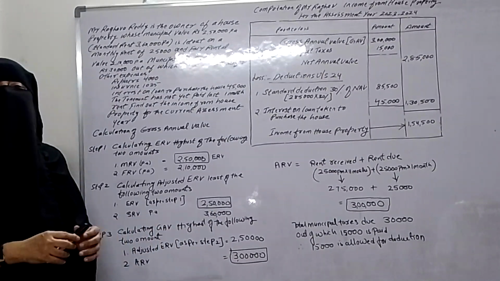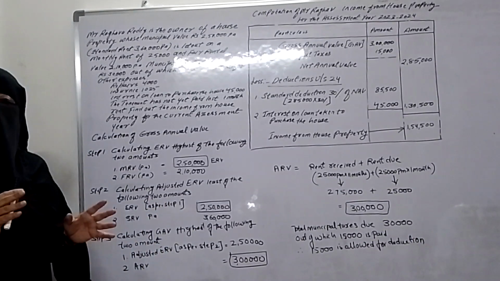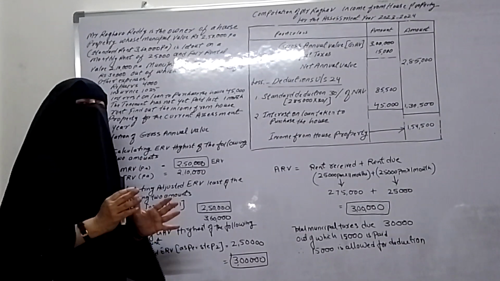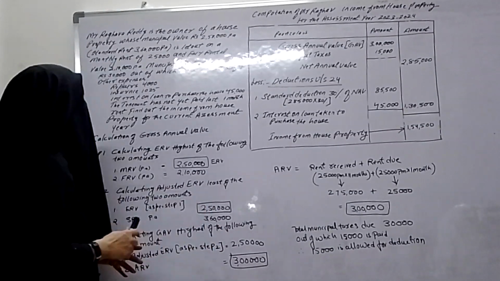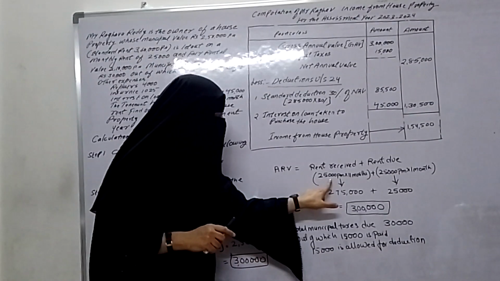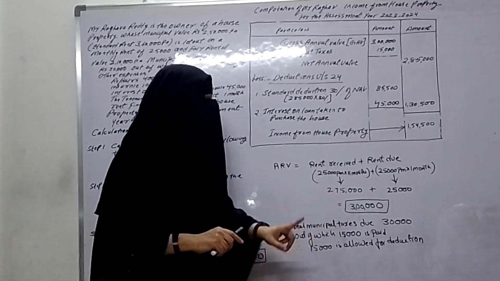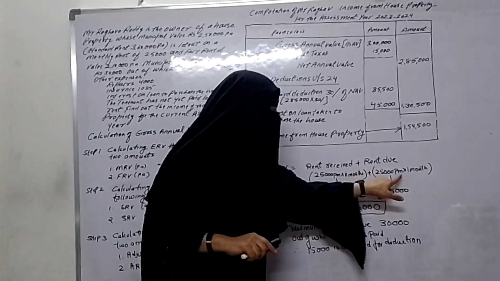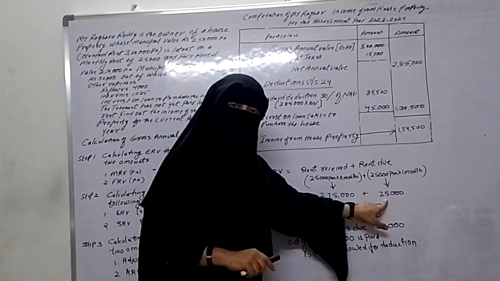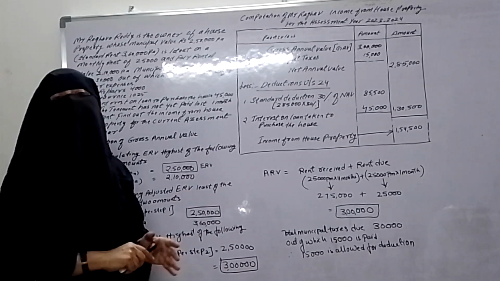Here the SSC received 11 months rent from the tenant, because the last 1 month rent the tenant has not yet paid. That means 1 month rent is due. The SSC received 11 months rent, and in the question it is given monthly rent rupees 25,000. So 25,000 per month into 11 months, we get 2,75,000, and 1 month rent is due, 25,000 into 1 month, 25,000. So 2,75,000 plus 25,000, total 3 lakh. This 3 lakh is our ARV, actual rental value.